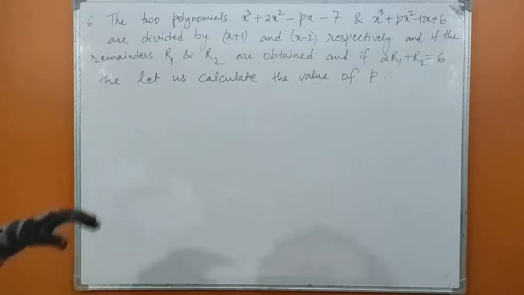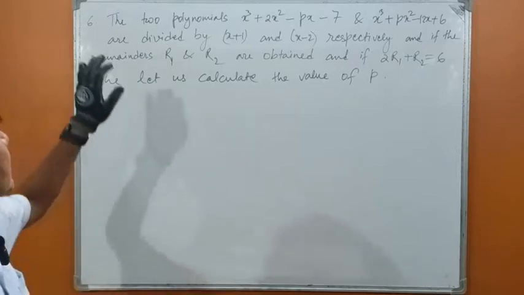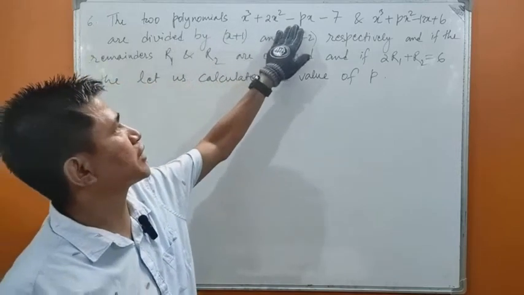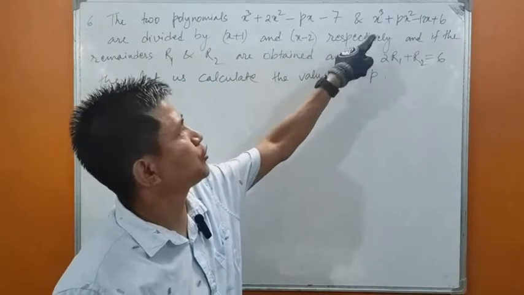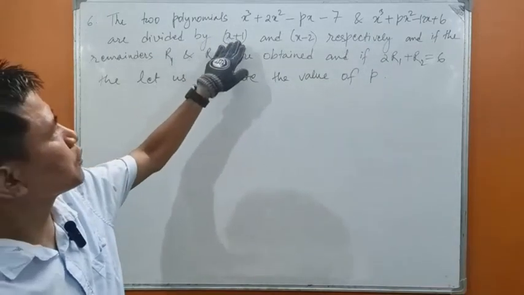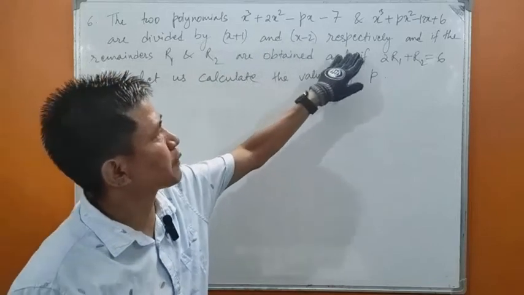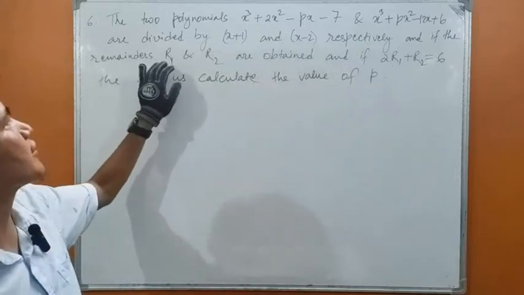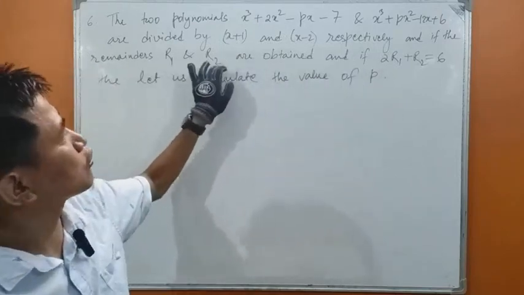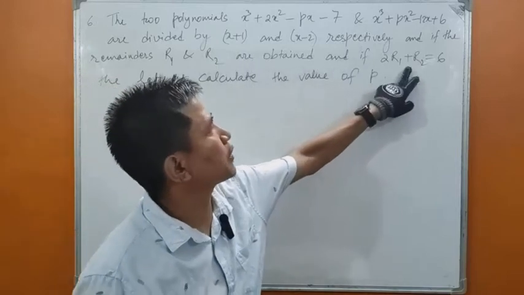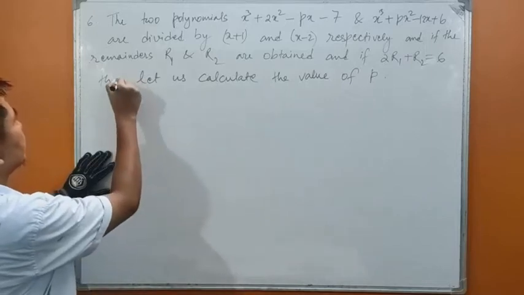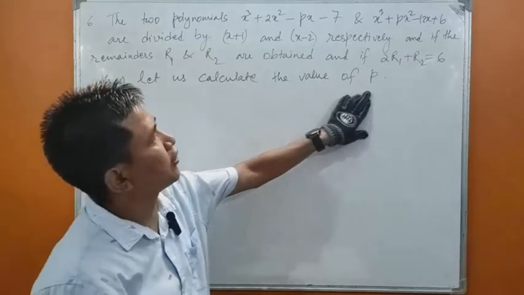Okay, let us quickly move on to the next question, that is question number 6. Okay, the two polynomials x cube plus 2x square minus px minus 7 and x cube plus px square minus 12x plus 6 are divided by x plus 1 and x minus 2 respectively, and if the remainders r1 and r2 are obtained, and if 2r1 plus r2 equals 6, then let us calculate the value of p.